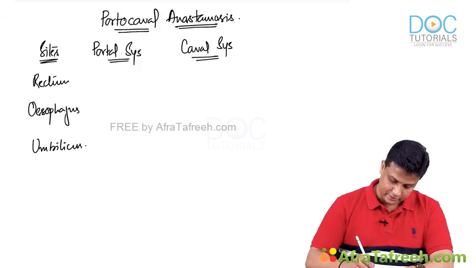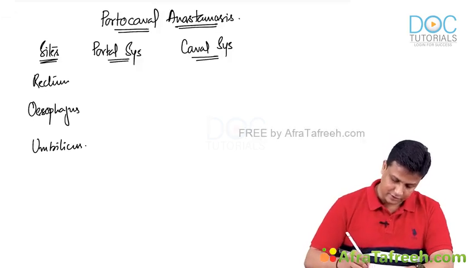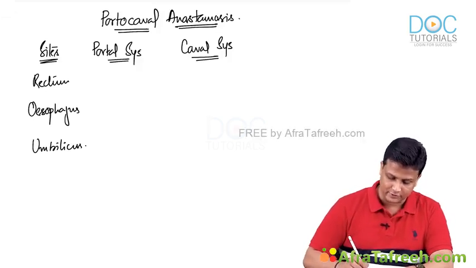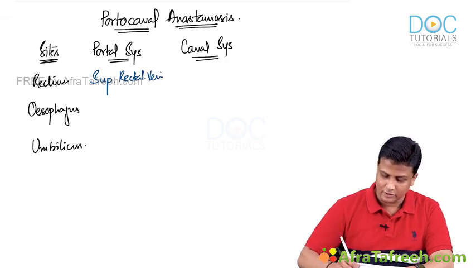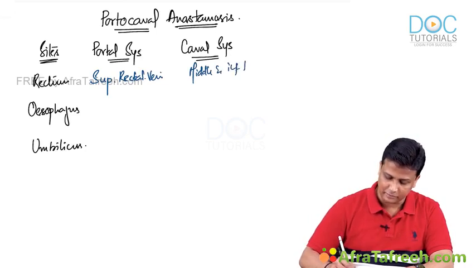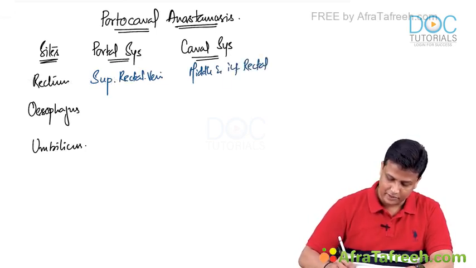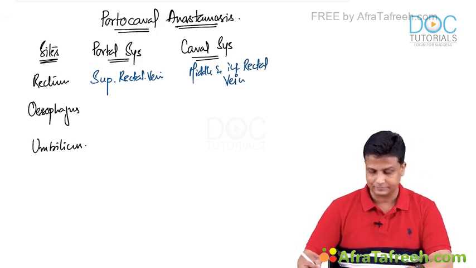Now, near the rectum, just now we have seen the vein which belongs to the portal system will be the superior rectal vein, and the veins which are going into the systemic circulation, that is into the caval system, will be the middle and inferior rectal vein. Middle and inferior rectal vein, guys.